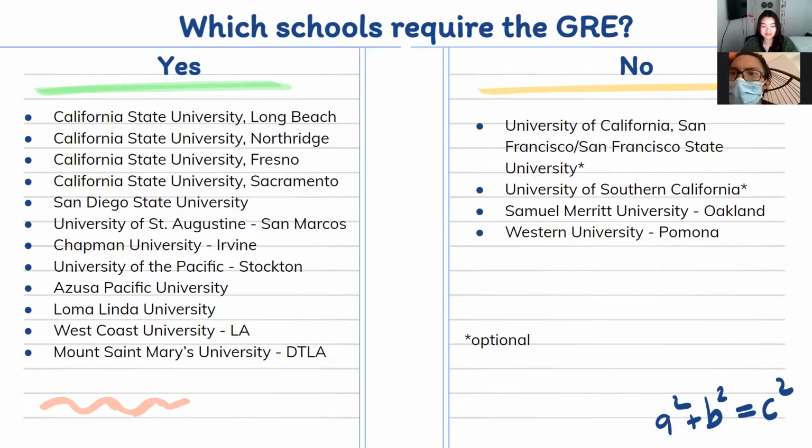The UCSF/SFSU joint program says that it's optional, but they also state on their website that a good score may help your application. If you do have it, obviously a bad one won't count against you because you don't need to actually submit that. So yeah, this is all the California schools, by the way. And if you're planning on applying here, I would probably recommend taking the GRE, but you don't have to. Or if you get a really bad score, you can just apply to the schools that don't need it.